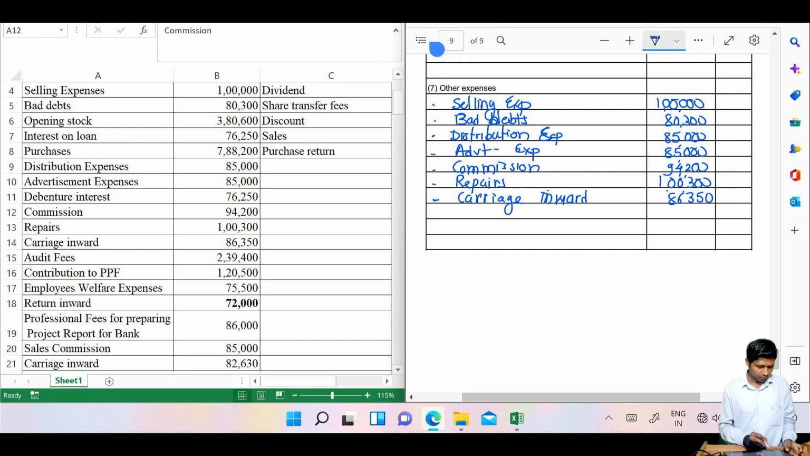86,350. उसके बाद में आपके पास है ऑडिट फी. ऑडिट फी का हमारे पास एडजस्टमेंट भी है. ऑडिट फी भी इधर उधर नहीं आएगा. ऑडिट फी वी पे दिस फी टू एक्सटर्नल ऑडिटर. एडजस्टमेंट ड्यू टू एडजस्टमेंट 2,39,400 in the column.